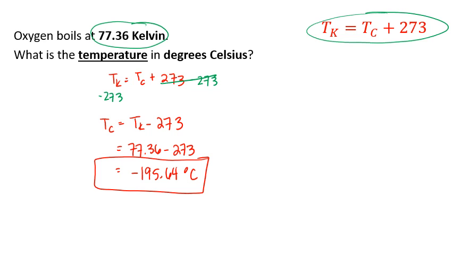Remember, one thing to note about the Kelvin scale is it does not go below 0. There are no negative numbers in the Kelvin scale. However, in the Celsius and the Fahrenheit scale, we can most definitely have negative numbers.